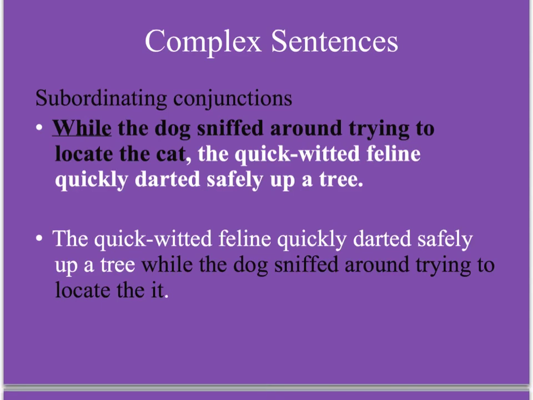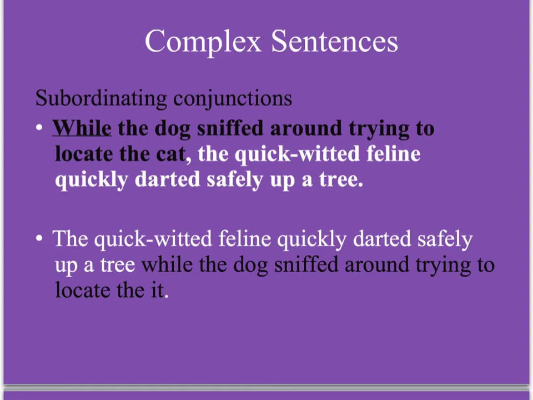All right, here are some example complex sentences. The first example we're going to look at uses a subordinating conjunction. While the dog sniffed around trying to locate the cat, the quick-witted feline quickly darted safely up a tree. If you look at the part in black, you'll notice that I've underlined the subordinating conjunction.